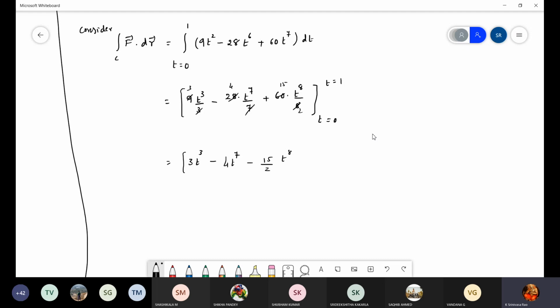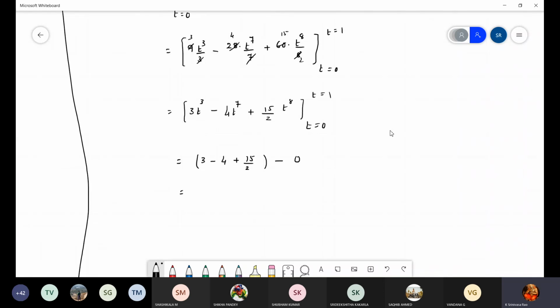Now substitute the limits t equals 0 and t equals 1. Putting t equals 1, we get 3 minus 4 plus 15 by 2. The lower limit is 0, because every term involving t gives 0 when t equals 0, so you will get 0 only. Just simplify this: 3 minus 4 is minus 1, so the answer is 13 by 2.